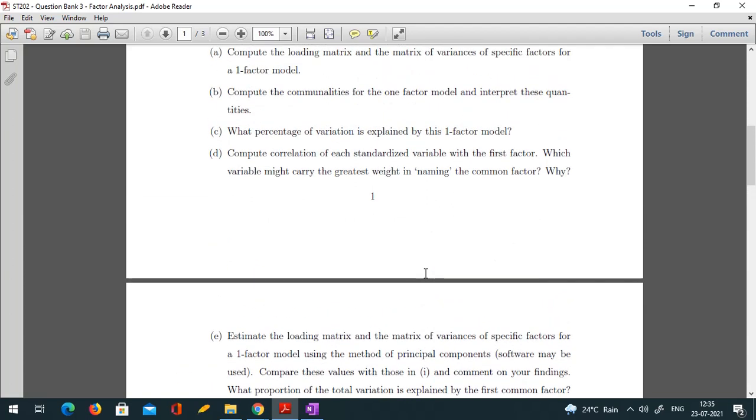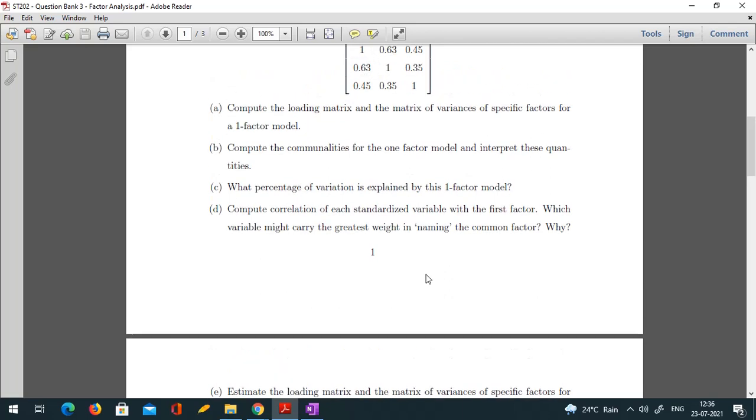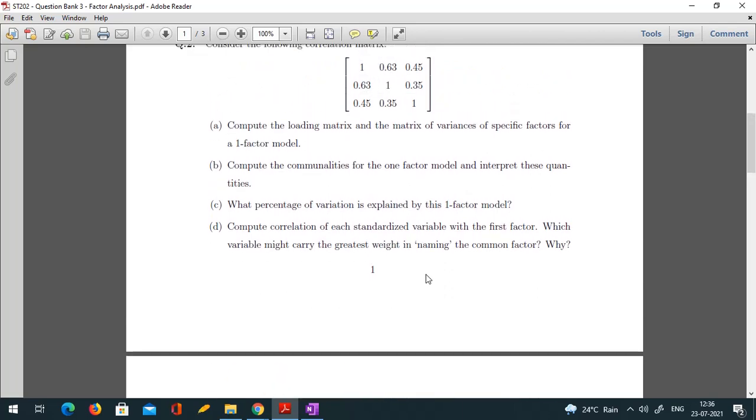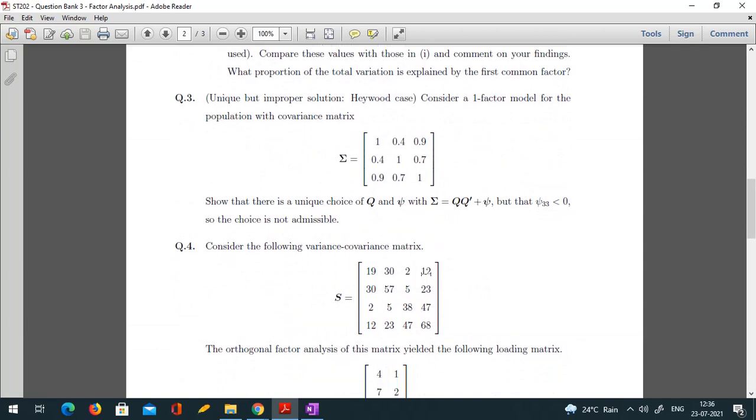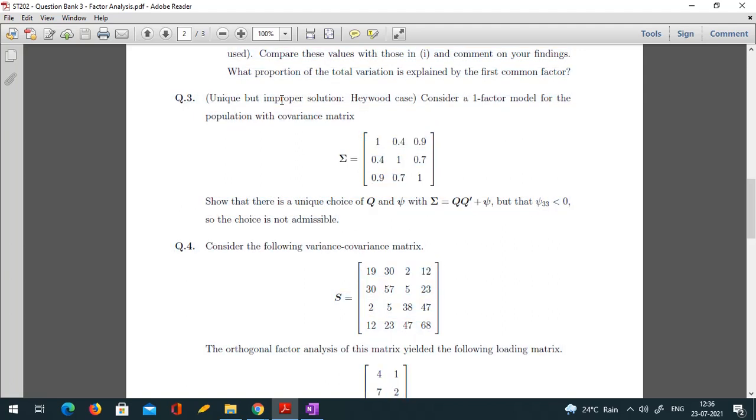Okay ma'am. So here, this question 3 is the Heywood case. Unique but improper solution. Improper means your specific variances turn out to be negative. Show that there is a unique choice of Q and psi with this, but psi 33 is negative. So that is the Heywood case. At least one of the specific variances is negative.